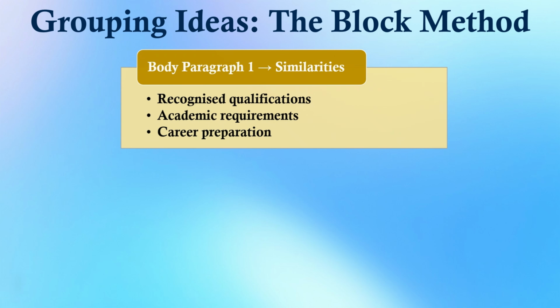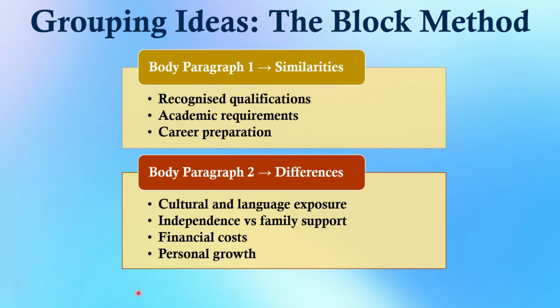Now comes the important step: organization. In the block method, one paragraph focuses only on similarities, and the next focuses only on differences. We do not mix them. So, body paragraph 1 will group these similarities: recognized qualifications, academic requirements, and career preparation. Body paragraph 2 will cover the differences: cultural and language exposure, independence versus family support, financial cost, and personal growth.